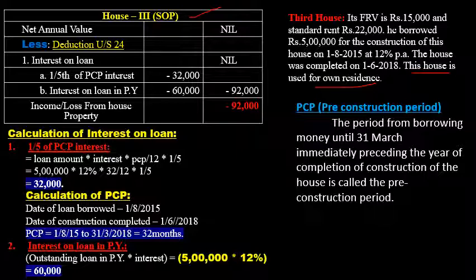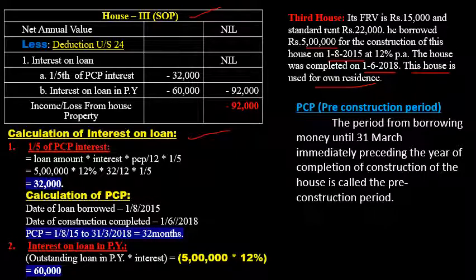net annual value nil, then deduction under section 24, that is interest on loan. Only interest on loan deduction comes under section 24 for self-occupied property, only one deduction. So here in case of the third house, SSC borrowed rupees 5 lakh for the construction of the third house. The loan was borrowed on 1st August 2015 at 12% per annum. The house was completed on 1st June 2018. So these are the details given related to the third house, and with the help of these we have to calculate interest on loan.